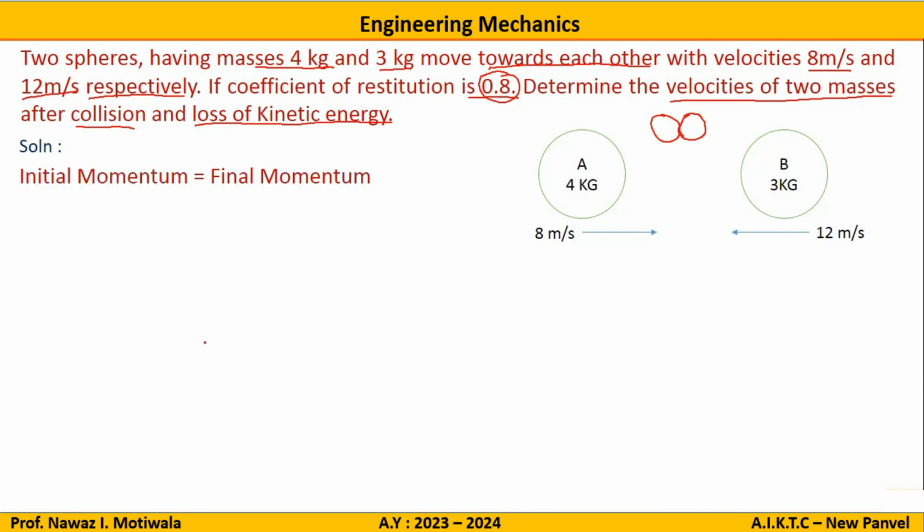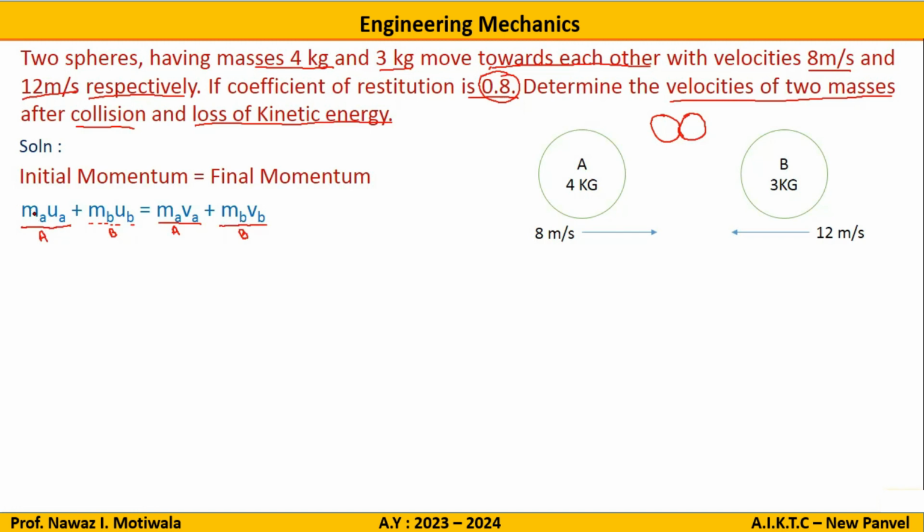So momentum, we know that it is written as mass into velocity. As it is initial momentum, it will be initial velocity of A and initial velocity of B. So this term mA into uA is the momentum for body A and this is the momentum for body B. Similarly, mA into vA is the momentum for body A and mB into vB is momentum for body B. Now let us substitute whatever values we have.